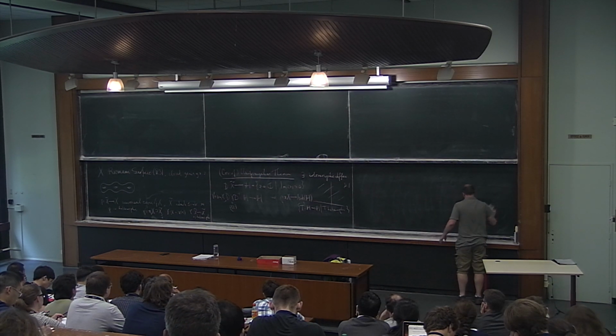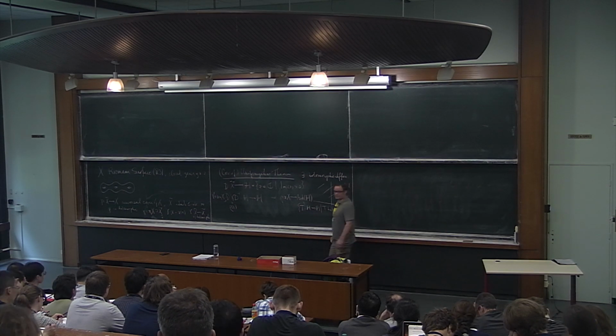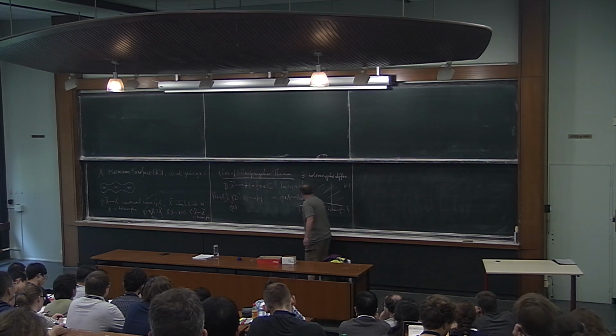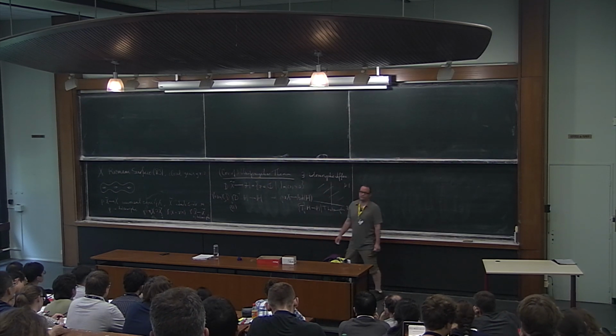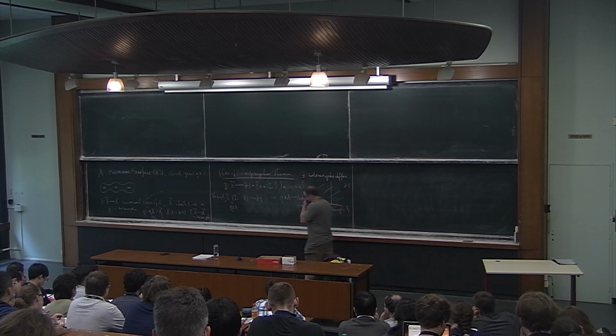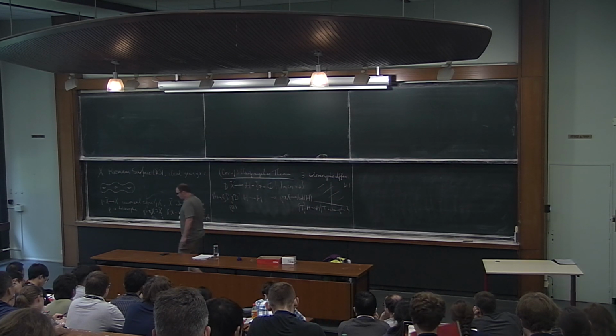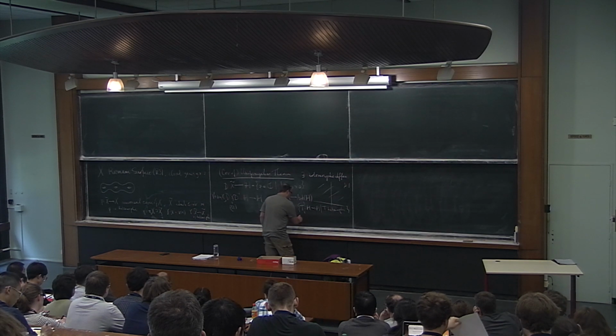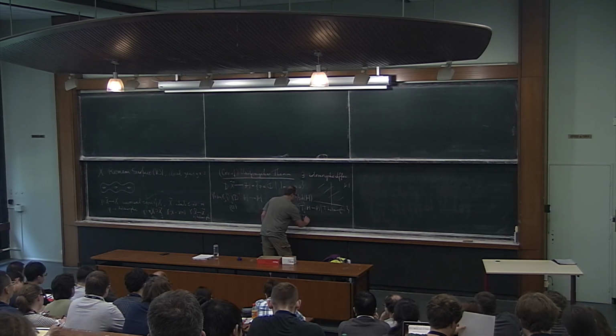Well, what is the group of holomorphic automorphisms of the upper half plane? Well, they're the linear fractional transformations. This follows from the Schwarz lemma. Maybe I'll just write it here. I'll leave it as an exercise.